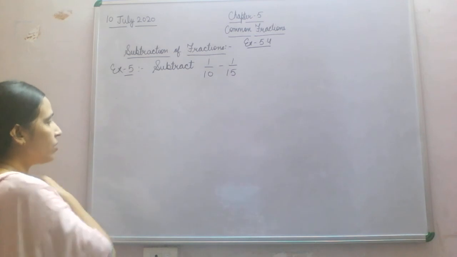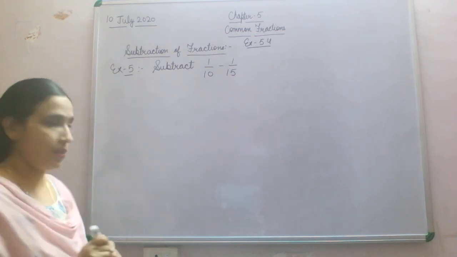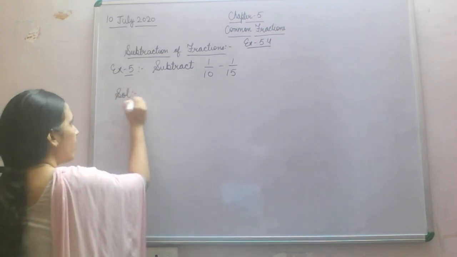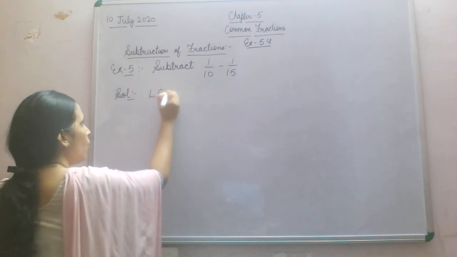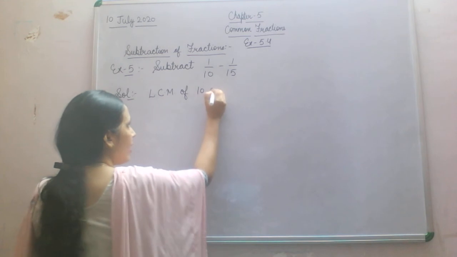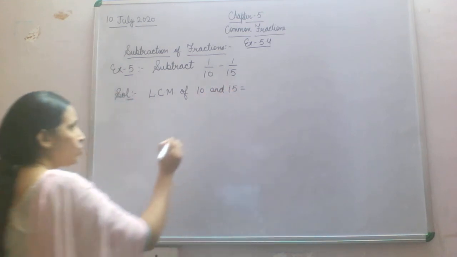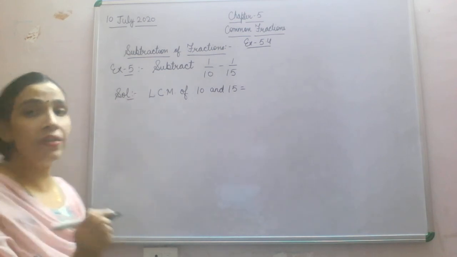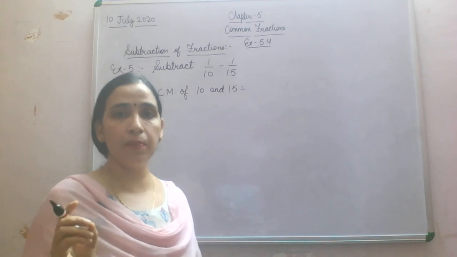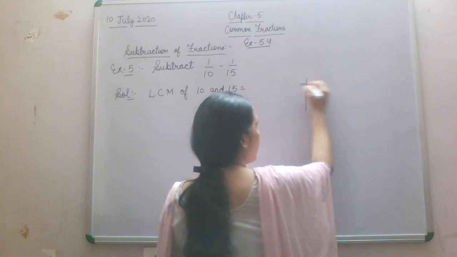So let's start. Now the first step is finding the LCM of 10 and 15. So what is the first step? In the solution you will find the LCM of 10 and 15. So what is LCM? Least common multiple of both the numbers. So let's find the LCM of 10 and 15.